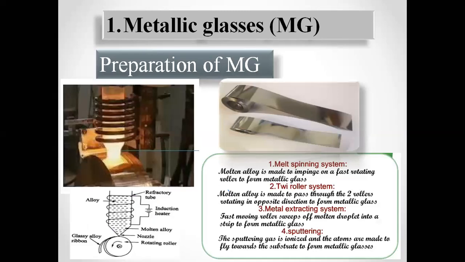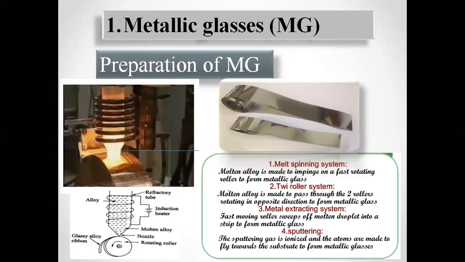One is called the melt spinning method. This is a twin roller system, and then a metal extraction system, and then this sputtering system. So you can prepare metallic glasses by different methods. In all these methods, the procedure is very simple.